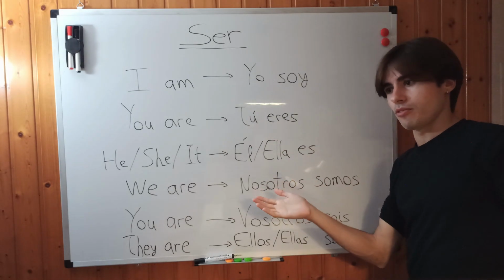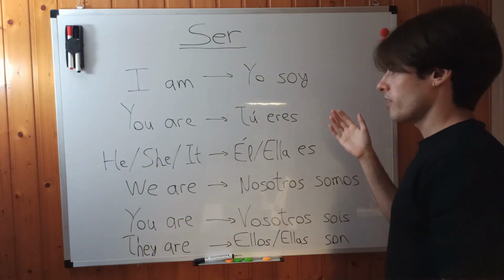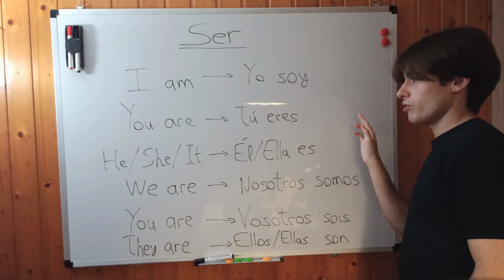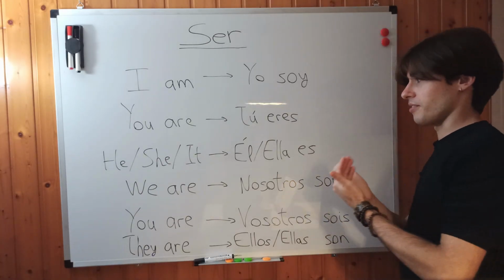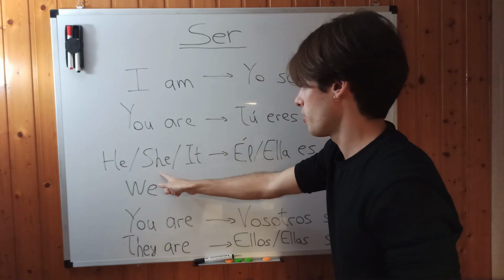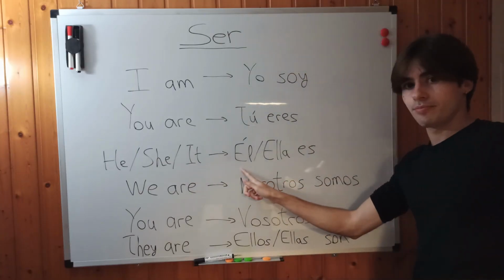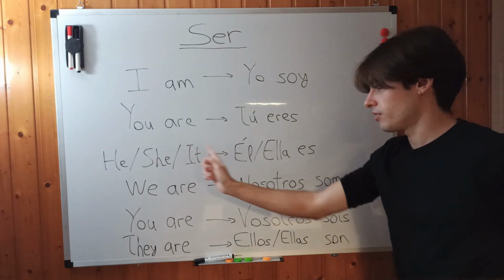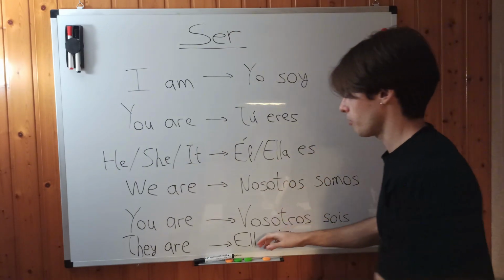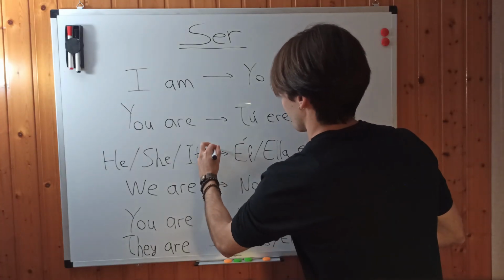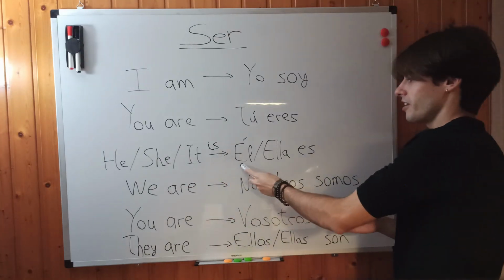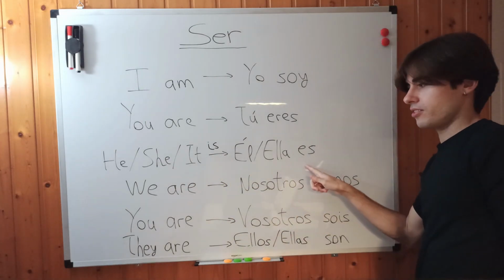Of course, depending on the Spanish you are studying, you can see also vos in this form, vos sos, but since I'm from Spain, I'm gonna use the tú eres form. He, she, it. Él, ella, es. Oh, I forgot. He, she, it is, él or ella, es.